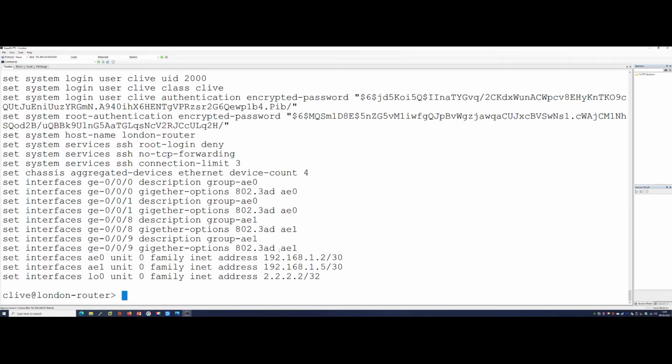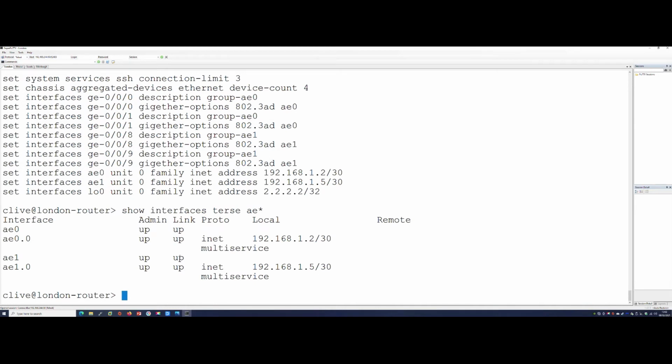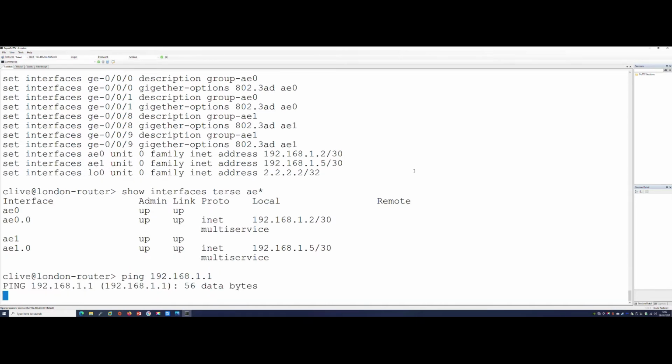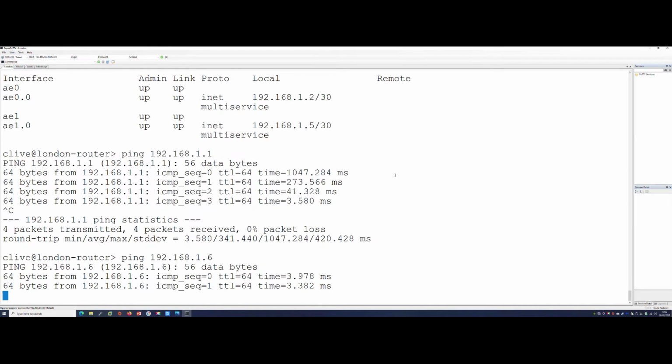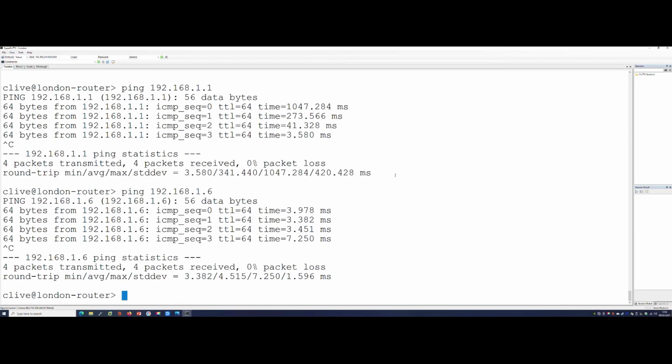Okay, so let's do a show interfaces terse so that we can see both of those AE interfaces, and they're both there, look, okay, and they're in an up position. So the address we've got this end on our interfaces is 1.2, so let's ping 1.1 first. Let's make sure we have communication. And the opposing address of .5 is going to be .6, so let's make sure we can ping that as well. Okay, so we have communication through the AE links as we expect to have them here.